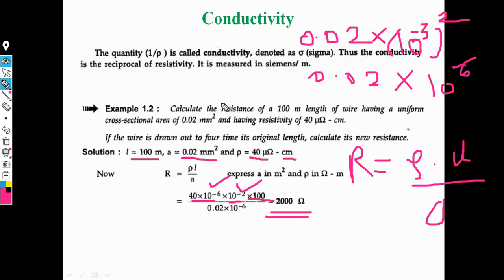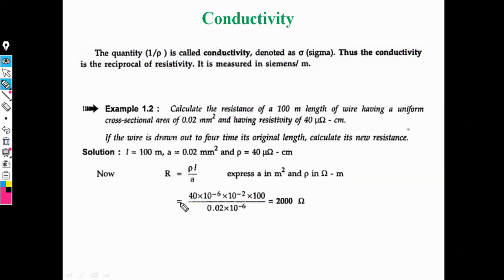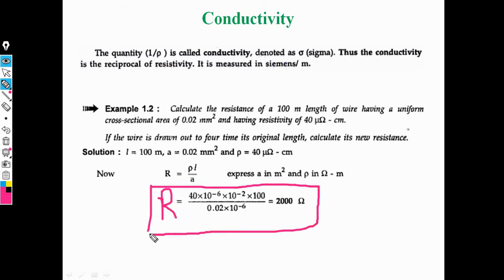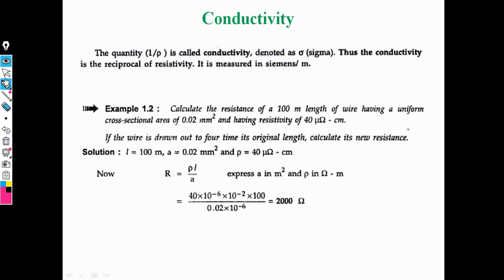This is the problem based on calculating the resistance of the material with the help of resistivity, the length of the material, and the cross-sectional area of the material. This is a very simple problem based on resistance. We have calculated the value of resistance, that is 2000 ohm.